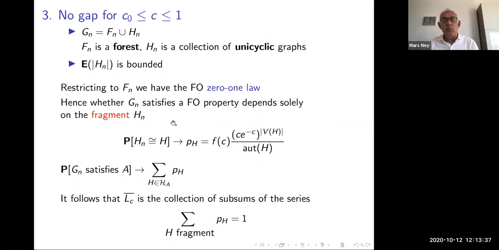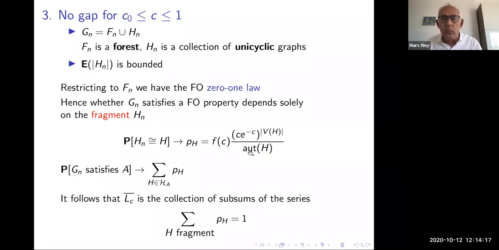Now, what we prove, and this needs some work: the probability that the fragment is isomorphic to a given collection of unicyclic graphs converges as n goes to infinity. So the limiting probability that the fragment is isomorphic, let's say, to one triangle with these trees attached and one pentagon with these trees attached, converges. And the limit depends only on this function f that we defined before, on the constant c, on the number of vertices, and on the number of automorphisms.